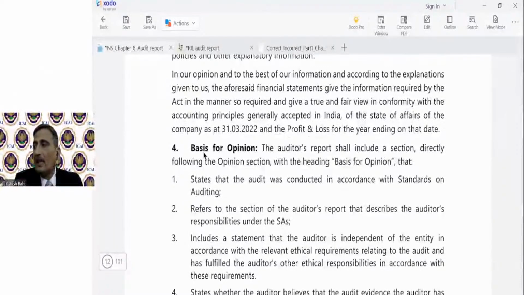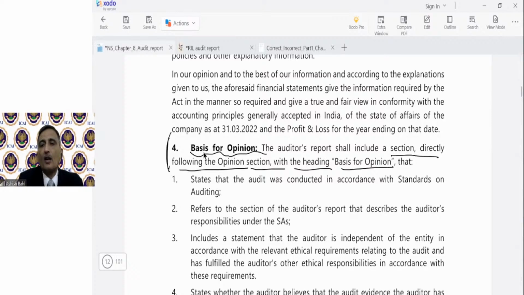So after opinion paragraph, another paragraph is basis for opinion. Now first, what was first? First there was title, then addressee to whom the report was addressed, and after that there was opinion, and after that there is basis for opinion. Okay. So the auditor's report shall include a section directly following the opinion section with the heading basis for the opinion.